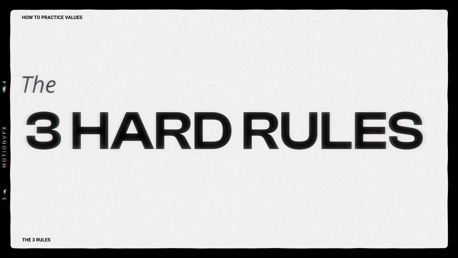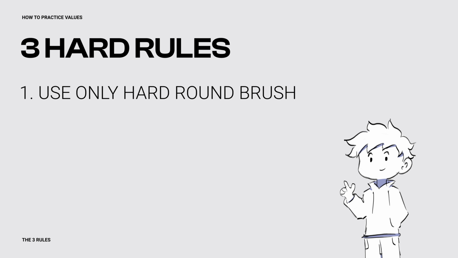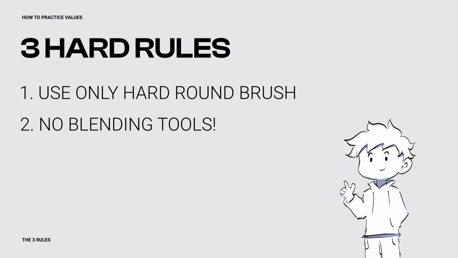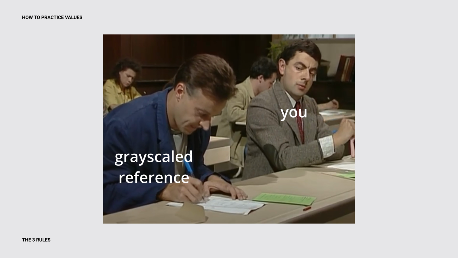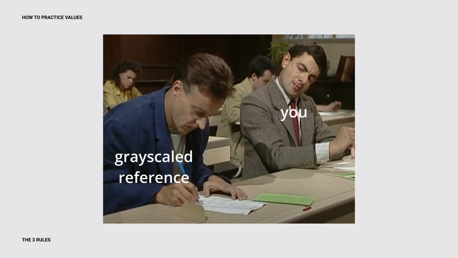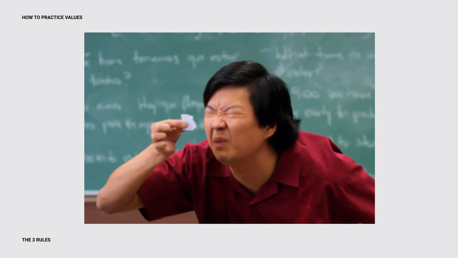Before we begin, there are 3 essential rules you must follow. The first one is always use a 100 opacity hard round brush. The second one is blending brushes are off limits. Then the third one, this is just my personal recommendation, but avoid converting your references into grayscale because when you do that, you're just copying what you see. The goal here is for you to learn how to observe and train your eyes to recognize and interpret values as they appear in real life.